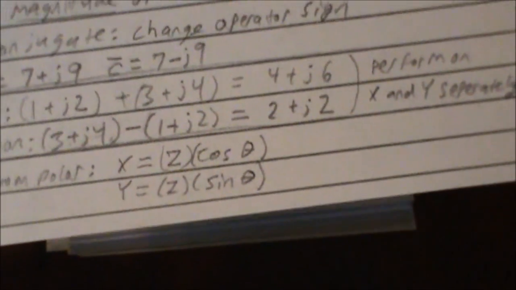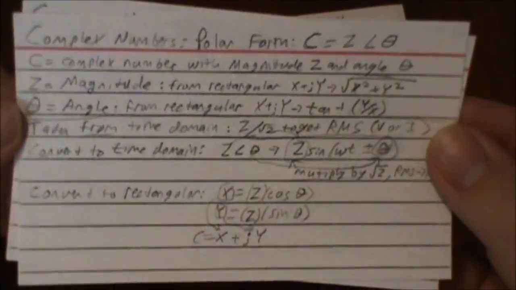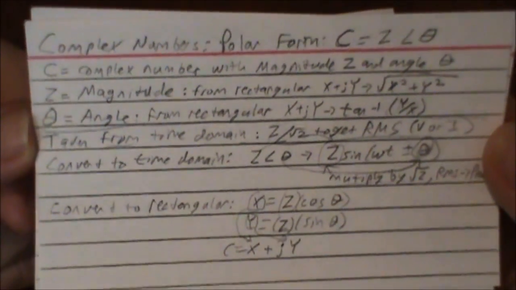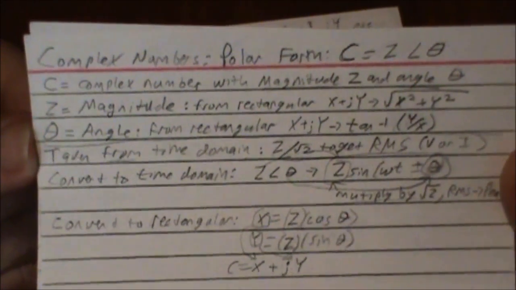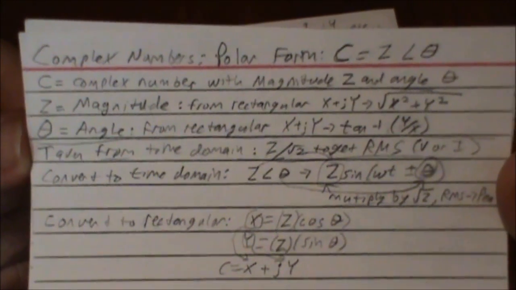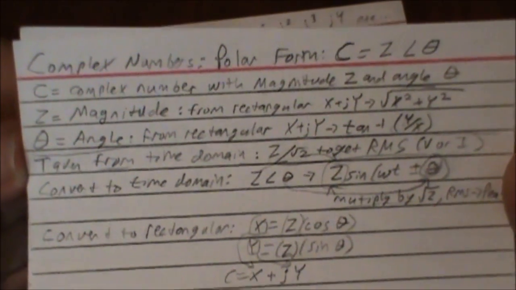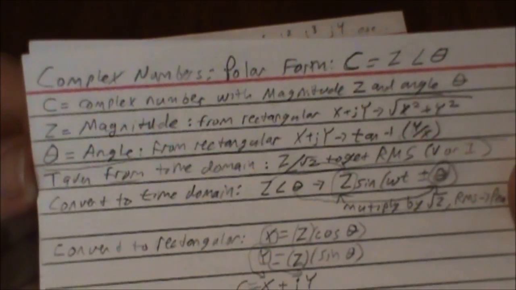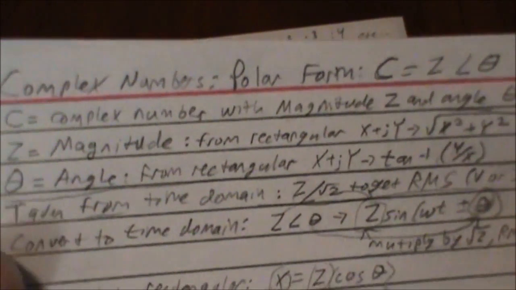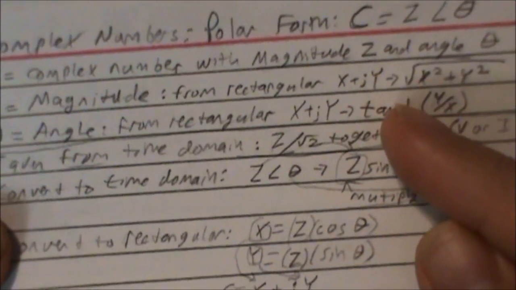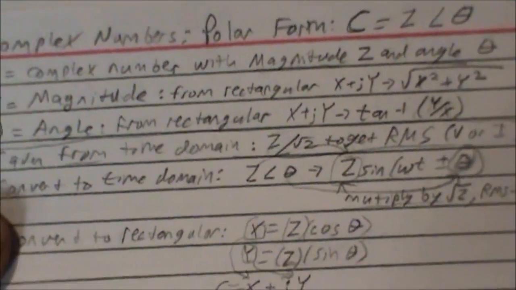In order to understand that conversion, we need to look at this card next. So complex numbers, polar form, c equals z at an angle of theta. C is a complex number with a magnitude and an angle. So it's not just the magnitude, it's the angle as well. Z is the magnitude from the rectangular form, which, as I mentioned, is the Pythagorean theorem. x squared plus y squared will give you c, your complex number.